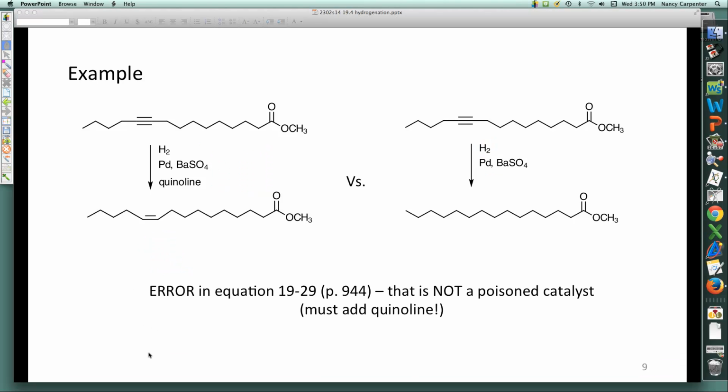Let me point out then that on page 944 there's an example that points out a poison catalyst that is not in fact a poison catalyst because they didn't add the poison. So you might want to take a look at that and make a note that there needs to be quinoline in that particular example for that to stop at the alkene stage.